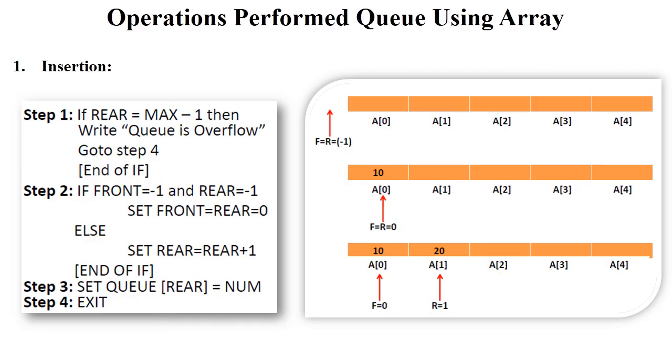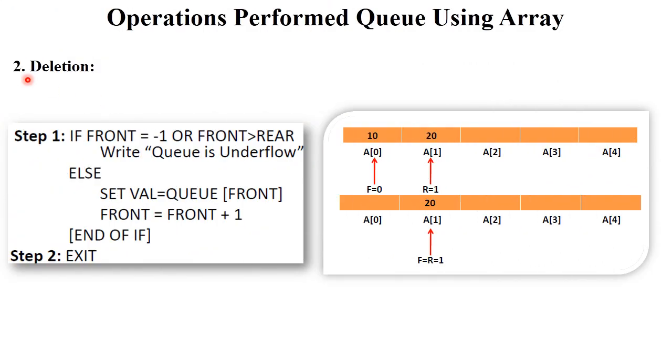Clear? So this is just the structure and concept of insertion using Q. Next, the next operation is deletion operation. Initially your Q using array structure is here: A of 0 equal to 10 and A of 1 equal to 20. This is front and this is rear. Suppose you have to add 30. So again rear equal to rear plus 1, then you add 30 here. This is the concept of insertion.